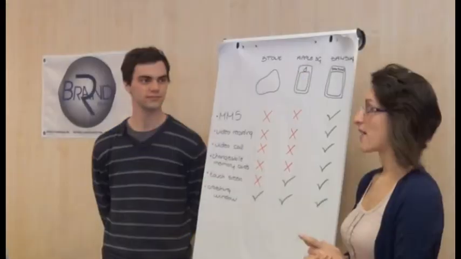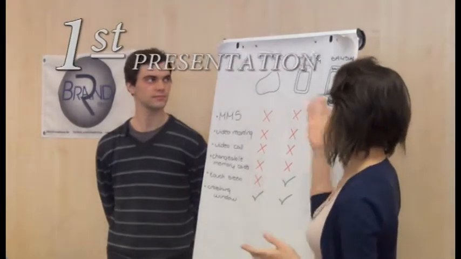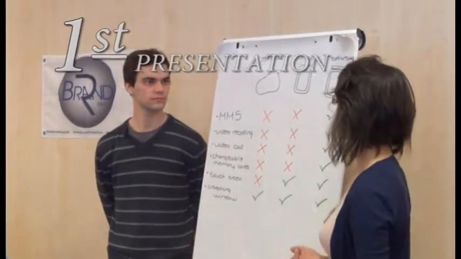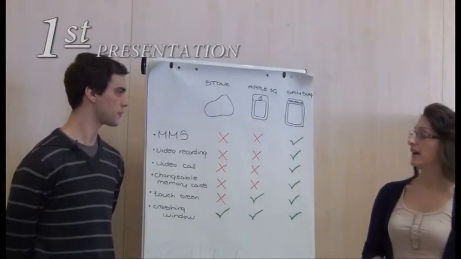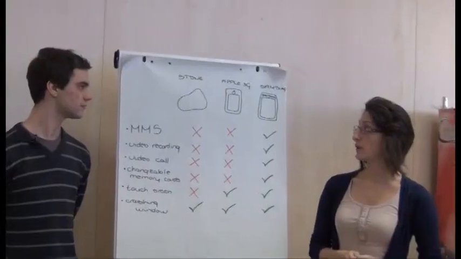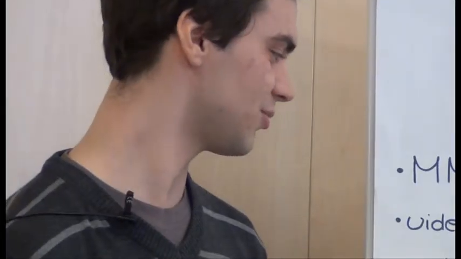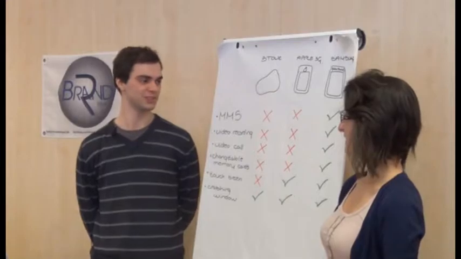Okay, so you can see our commercial. It compares, for example, phones. You can see the Stone, Apple 3G, and Samsung also. In our commercial, we show you that a Stone and an Apple 3G are not able to send an MMS and also not able to record video. But the Samsung mobile phone can do this. Stone cannot make a video call, or Apple 3G too, and Samsung can.